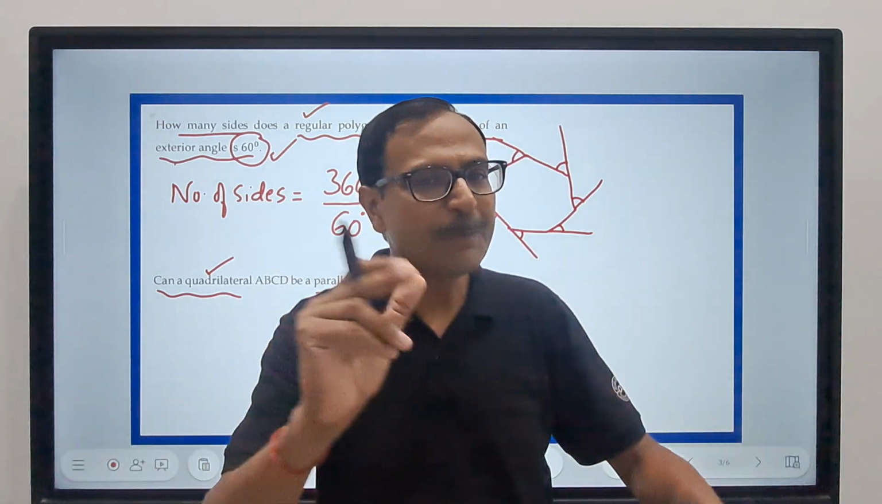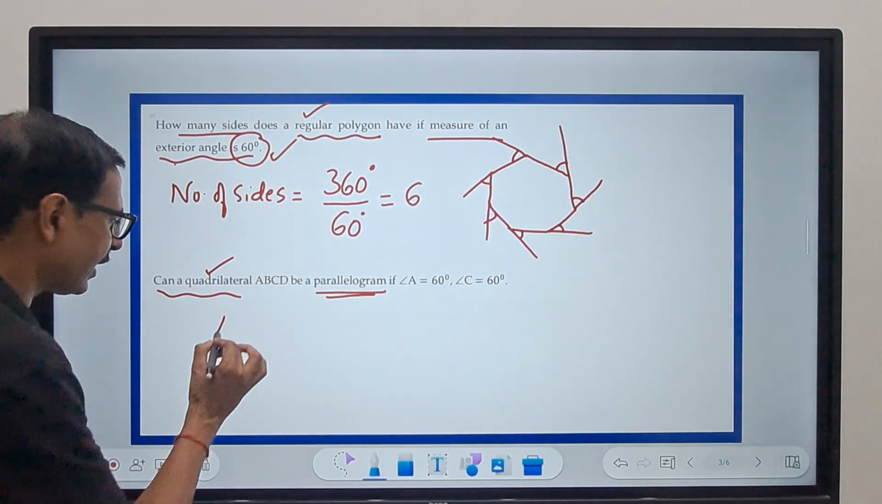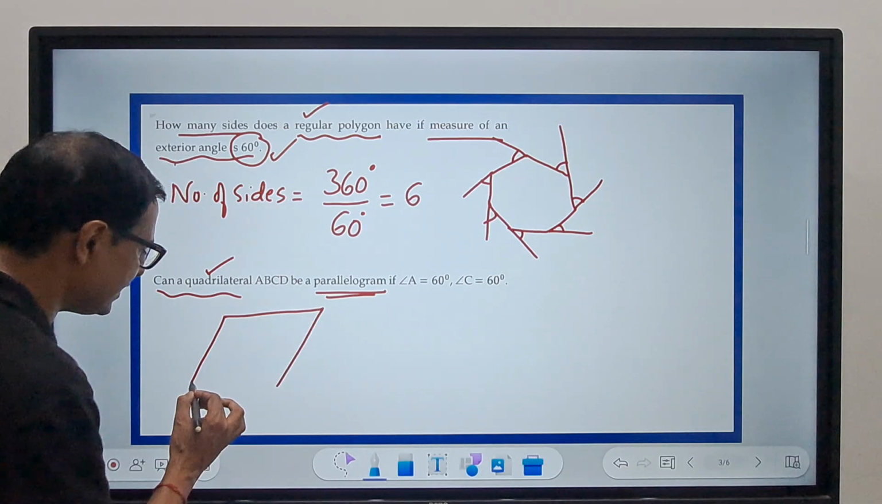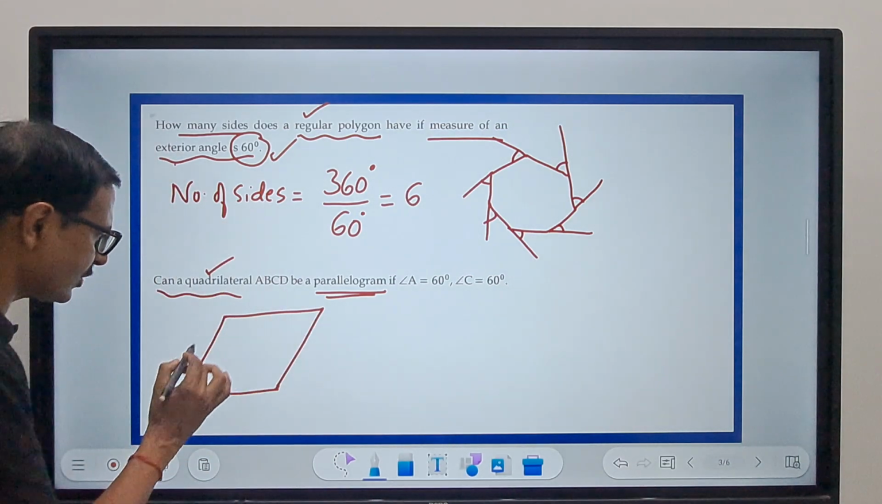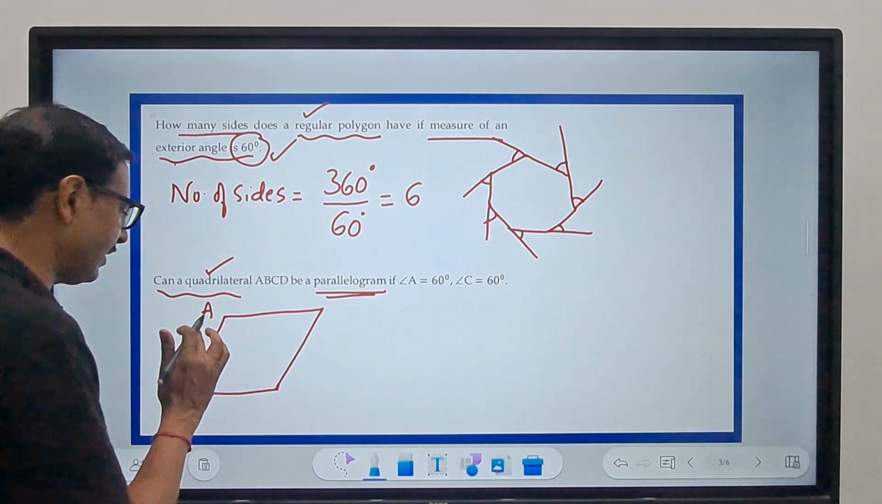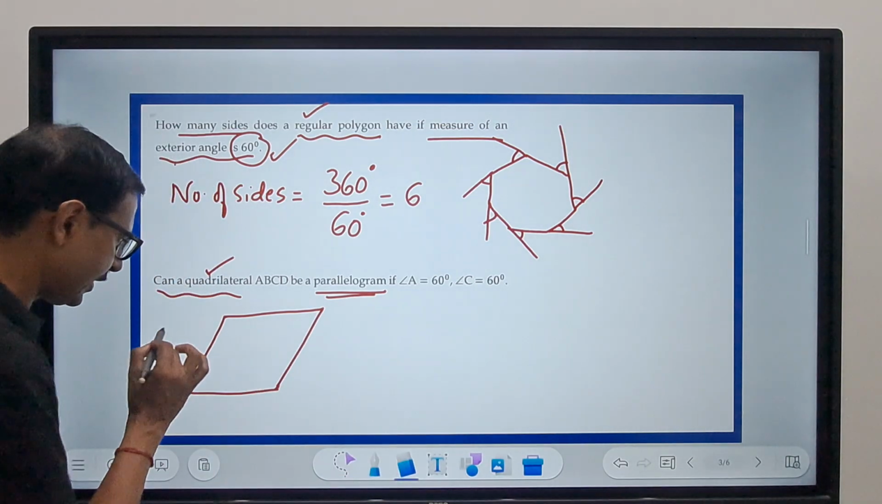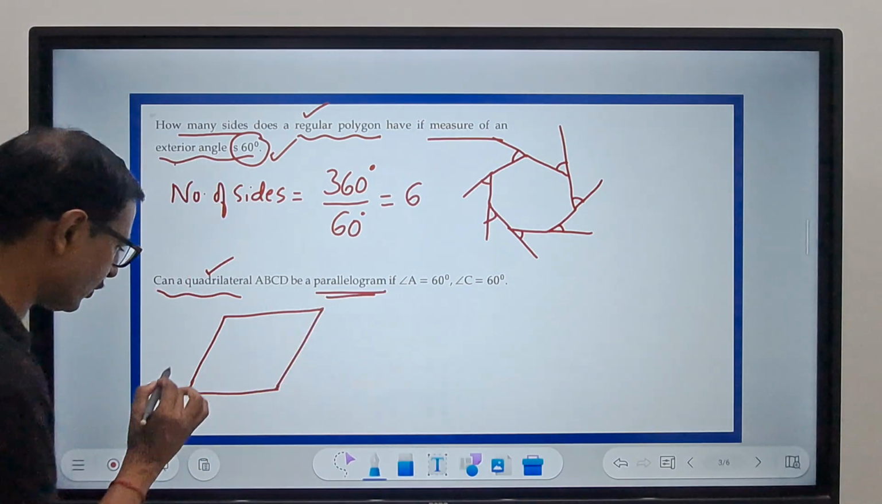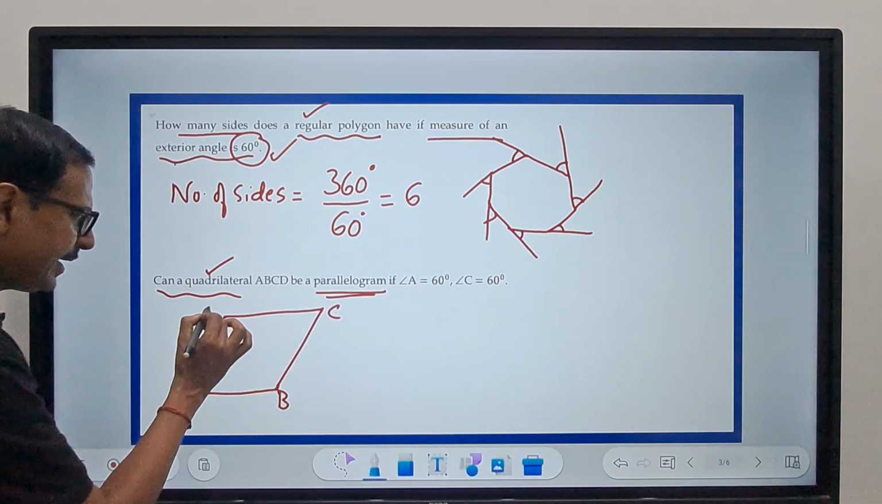There are some unique properties, right? And what are those properties? A parallelogram, if you name it as ABCD, now currently we don't know whether it's a parallelogram. I'm drawing a quadrilateral here. Let's call this A. The angle which I am going to use as A is this. So B, C and D.